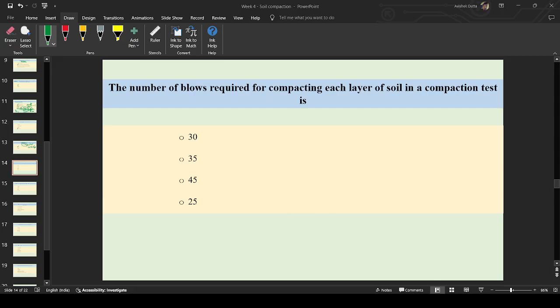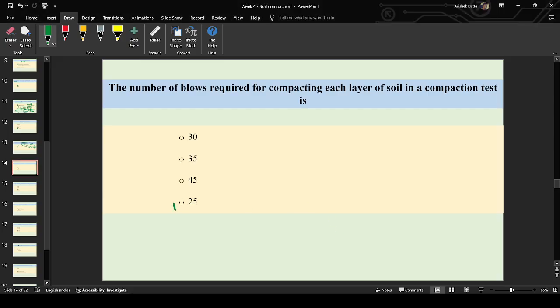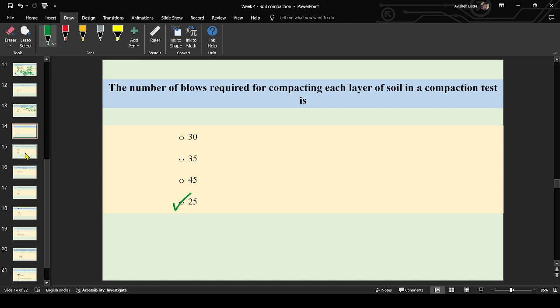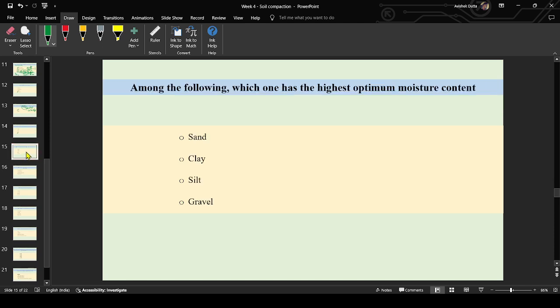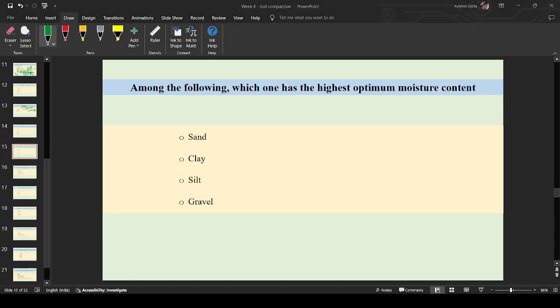25. Yes. In any compaction test, for compacting each layer, we need 25 number of blows. Among the following, which one has the highest optimum moisture content?